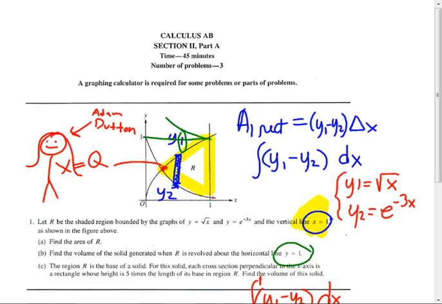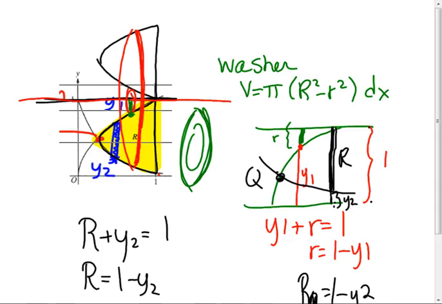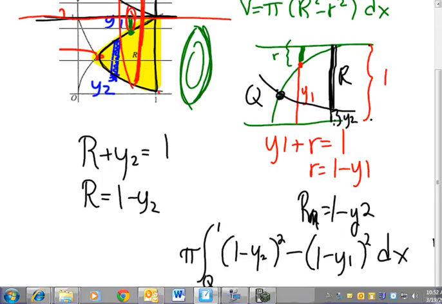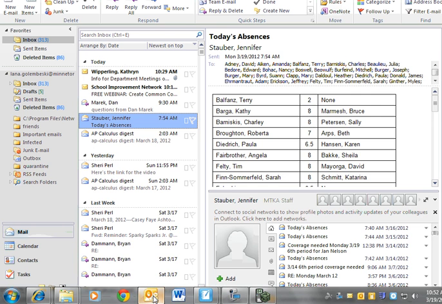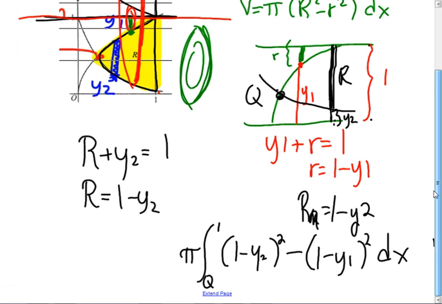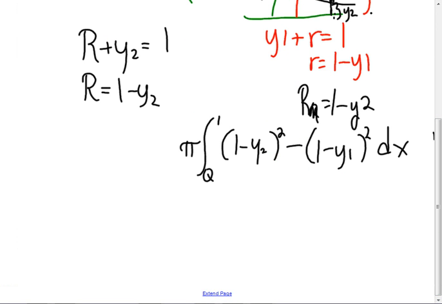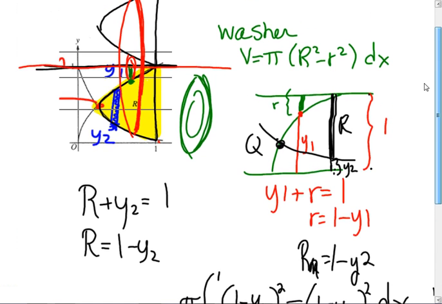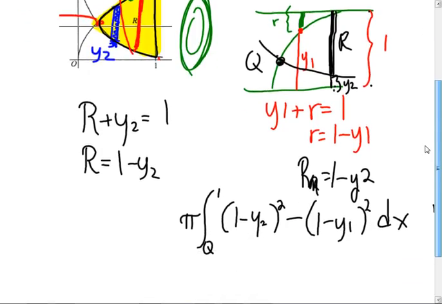The top y is the square root of x. Oops. Why is it doing that? But it does that. Okay. So y2, was that the big one? No, that was the e to the minus 3x, wasn't it?